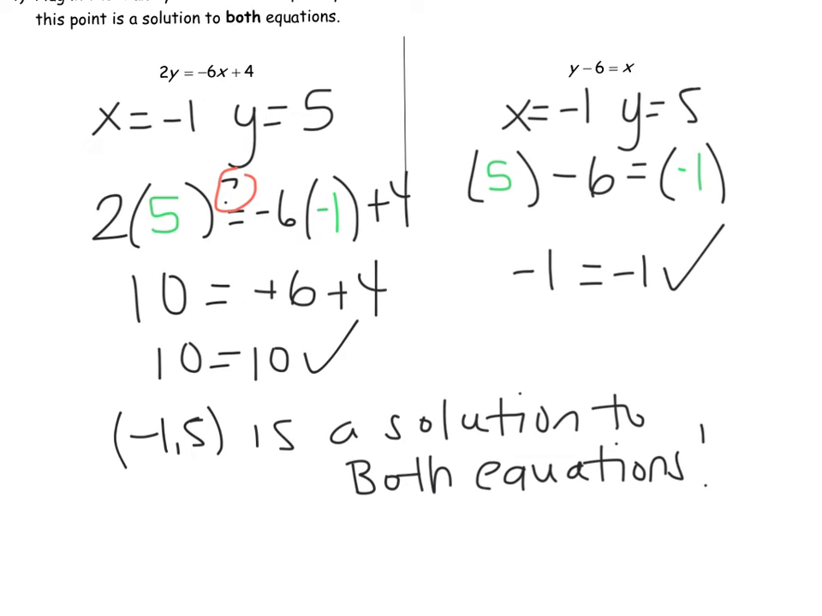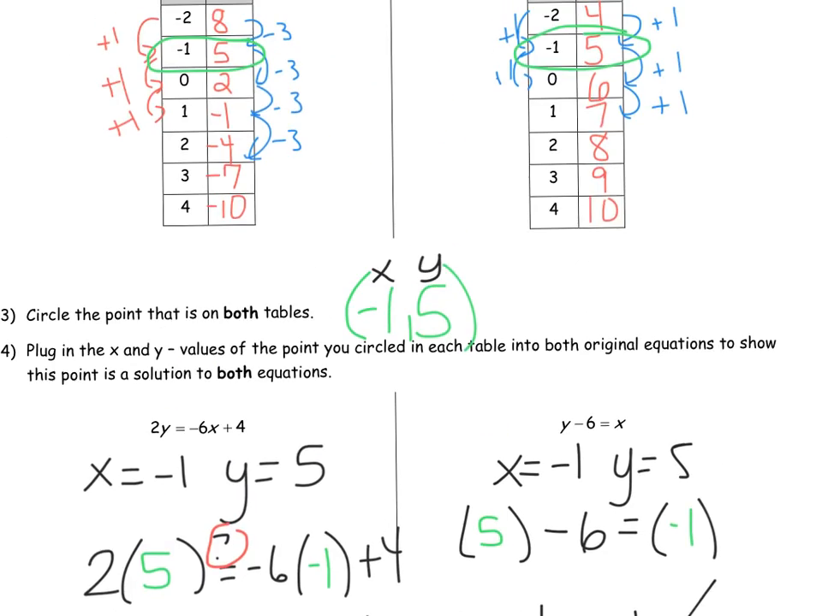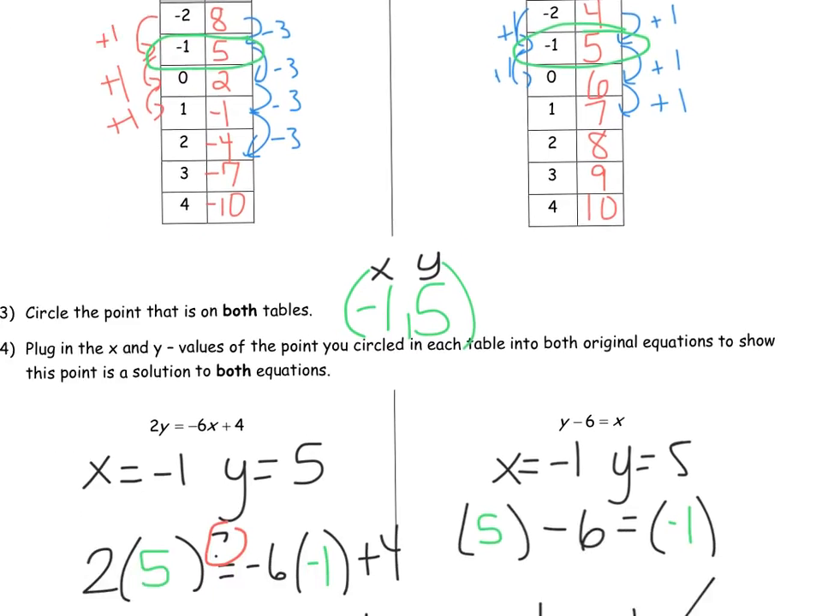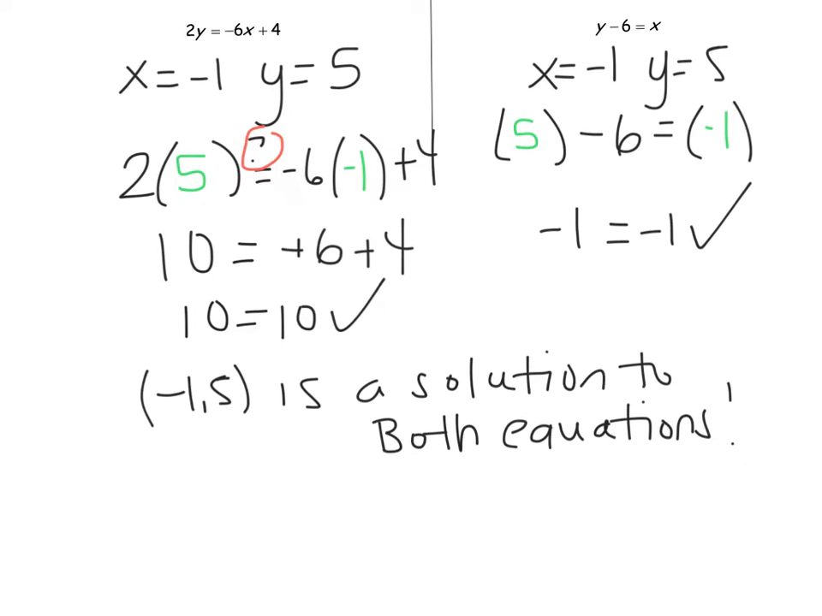In the table of values, both tables have negative 1 comma 5. When we algebraically plugged it in, you saw that when I plug in negative 1 for x and 5 for y, we get a true equation. 10 equals 10 on this side, and then we get negative 1 equals negative 1 on that side.